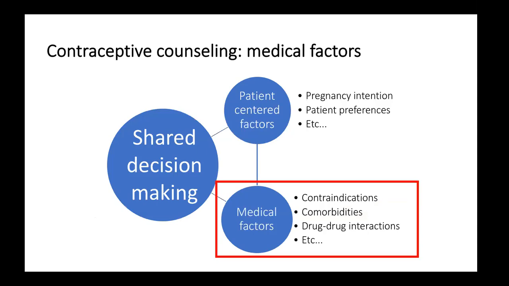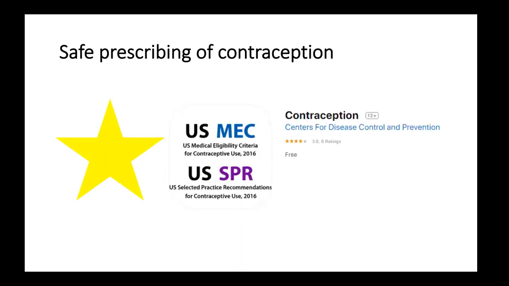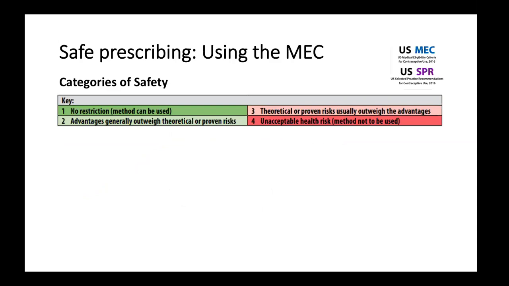So some other medical factors to consider while contraceptive counseling is the safe prescribing of contraception. I'm going to make a plug here for this CDC app. It has all the data from the U.S. medical eligibility criteria for contraceptive use, and also the standard practice recommendations. And the MEC is a really helpful chart. This is what it looks like.